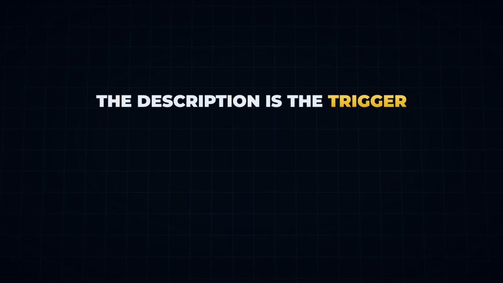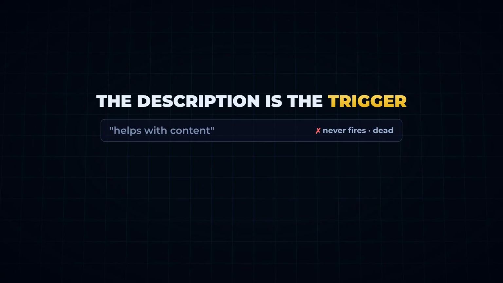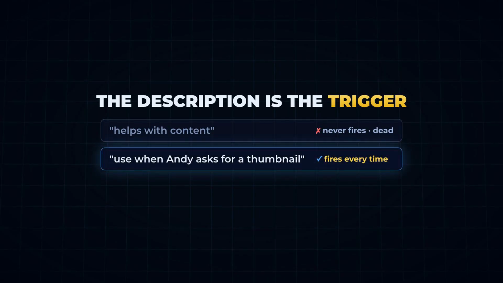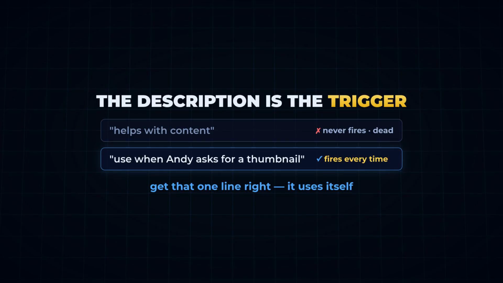The description is the trigger. It's how Claude decides when to reach for a skill. A vague description like "helps with content," Claude never knows when to use it, so it just sits there dead. A sharp one, "use this when Andy asks to make a YouTube thumbnail," fires at exactly the right moment every time. So when you write a skill, half the work is the steps, and the other half is that single description line. Get that line right, and the skill basically uses itself.